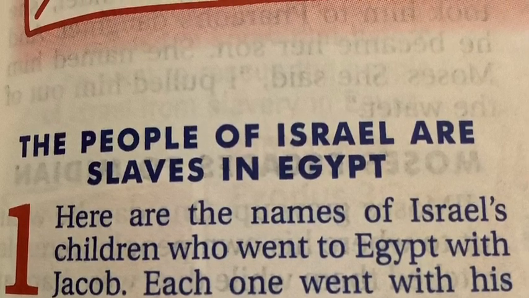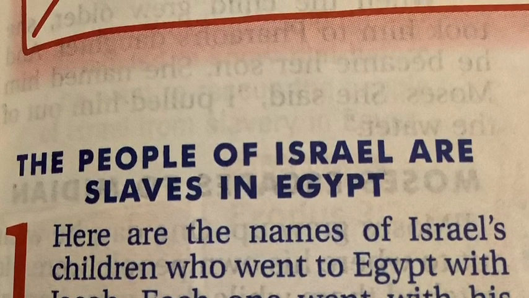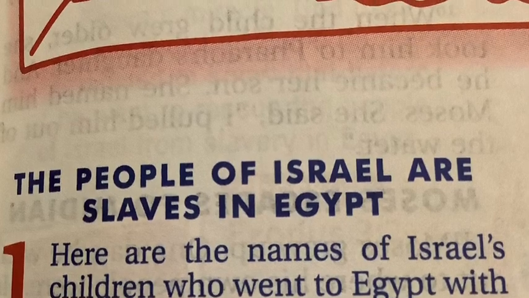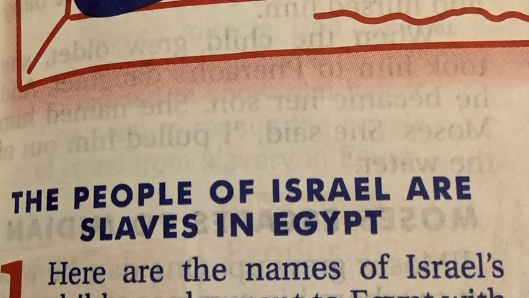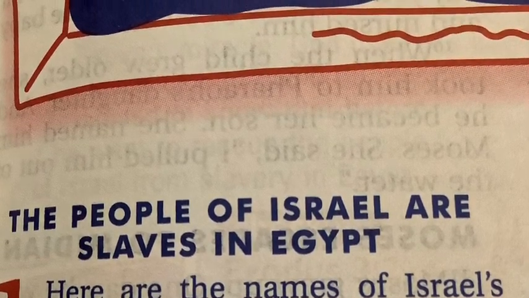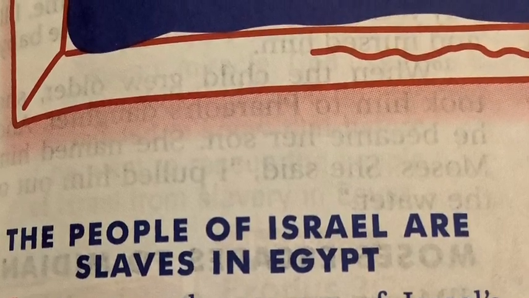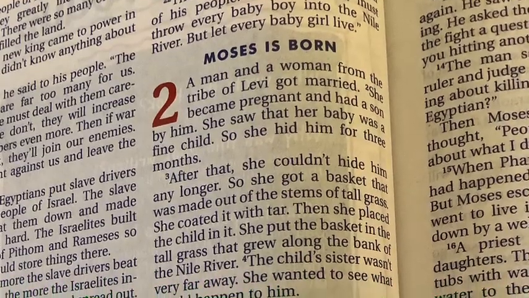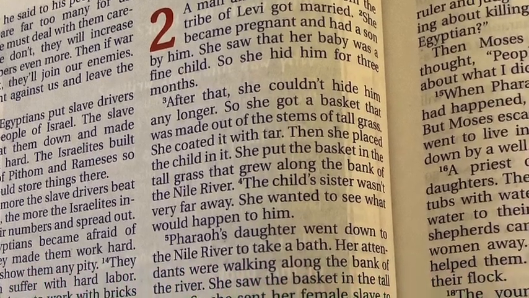So, as you can see, chapter 1, it says, "Here are the names of Israel's children who went to Egypt with Jacob." And Jacob is someone that we learned about in a chapter before Exodus. And then it goes over a lot of different people in that family. And it talks about how they ended up in Egypt and how that family ended up as slaves. And then we get to where we started in our story today with the birth of Moses, chapter 2.